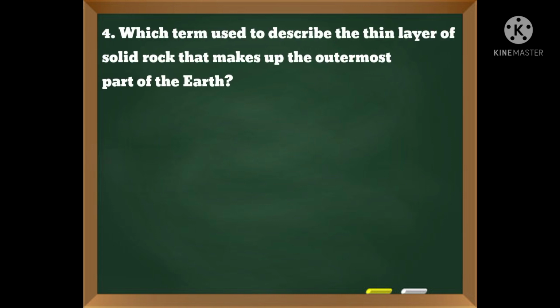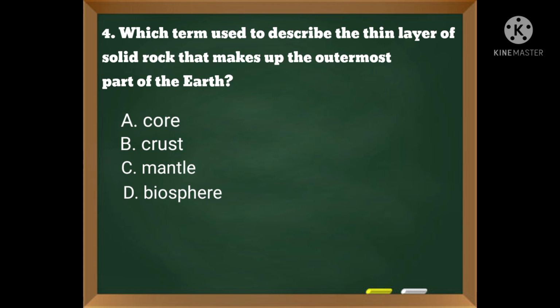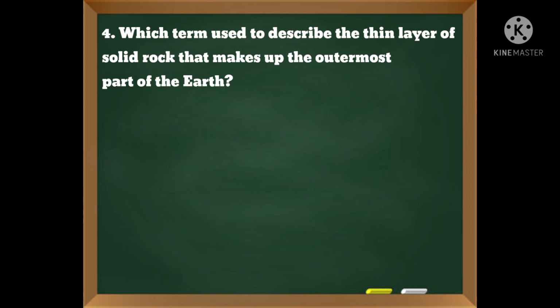Number 4. Which term is used to describe the thin layer of solid rock that makes up the outermost part of the Earth? A. Core, B. Crust, C. Mantle, or D. Biosphere. The answer is letter B. Crust.